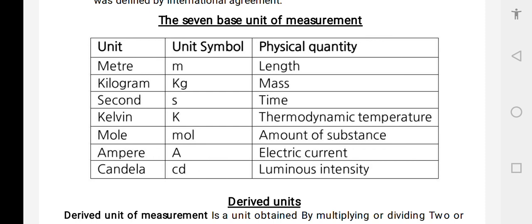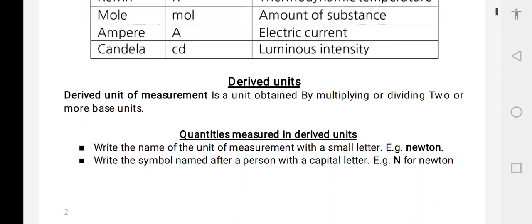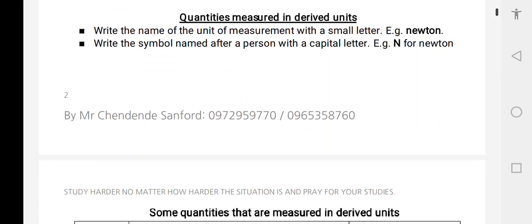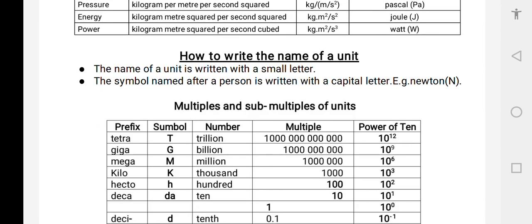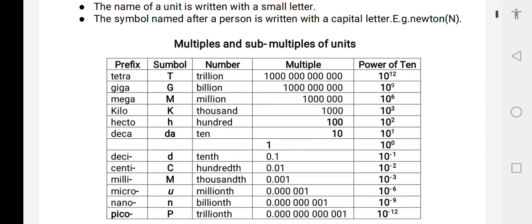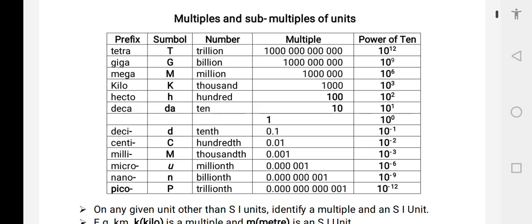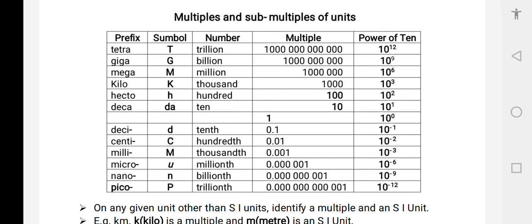When it comes to converting, we are going to tackle that in the next video, as we'll be looking at prefixes, multiples and submultiples of units. This is where you will learn how to convert. For now, we'll end here.